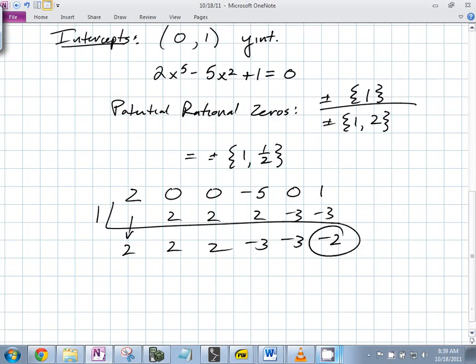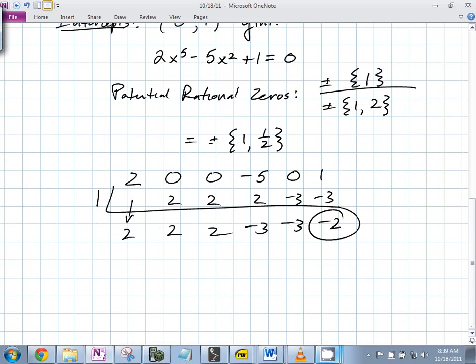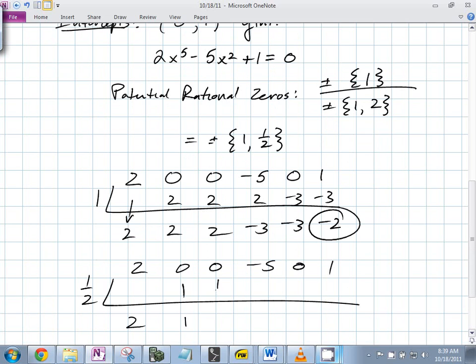Do you erase at this point? No. Do not erase. What do we test next? You want to test a half? Sure. Let's test a half. So it's 2, 0, 0, negative 5, 0, 1. You get 2, 1, 1 half, 1 fourth, and so on. Does it look like this is going to work? No. Okay, so we tested that.